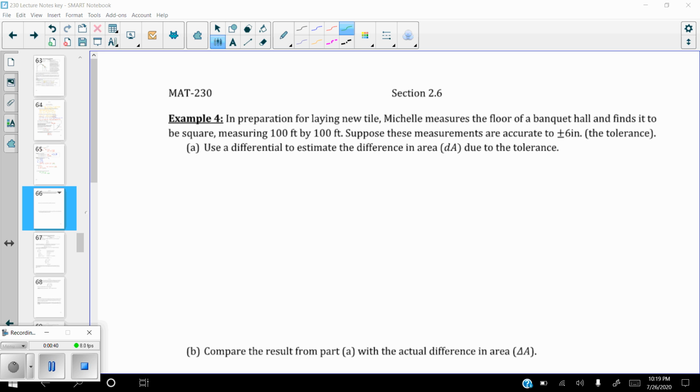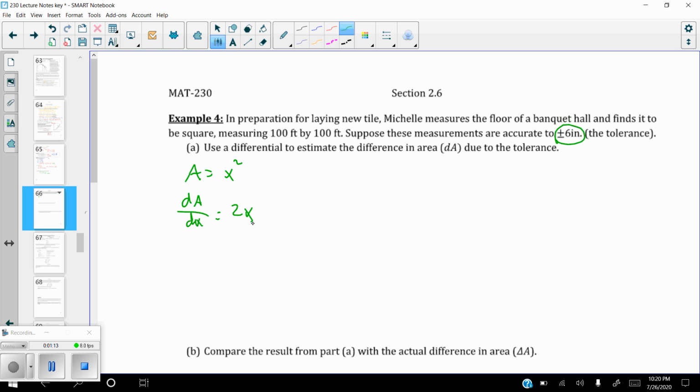So the first thing that we need to do is define the area. Well, it's a square, so that fortunately is not a hard one to do. The area is just going to be, we'll call it x squared. Okay, so now we want to find the differential of that area based upon this tolerance of plus or minus 6 inches. So if I want to find the differential, let's start off just by taking the derivative. I'm going to call that dA over dx because I'm taking the derivative of the area with respect to x. So that's going to be 2x.